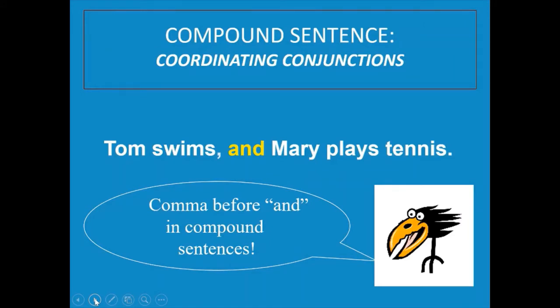Here's another example. Tom swims, and Mary plays tennis. There is a comma before and in compound sentences. Most of the time we say to use a comma after a conjunction or a linking word. But if it is a compound sentence, always use a comma before and.